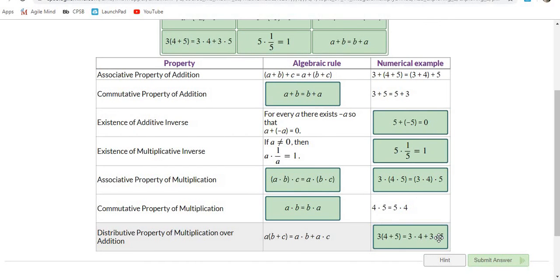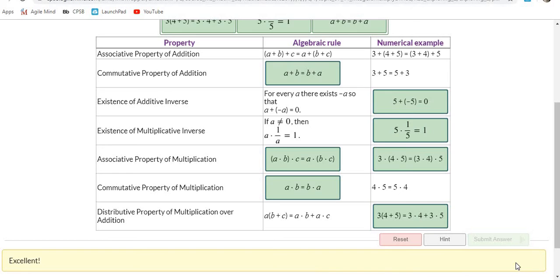3, the heck? 5. Are you saying? He just gets excited and misses some numbers, but you got it. All right, let's submit the answers, see how we did. We got an excellent. Very good.